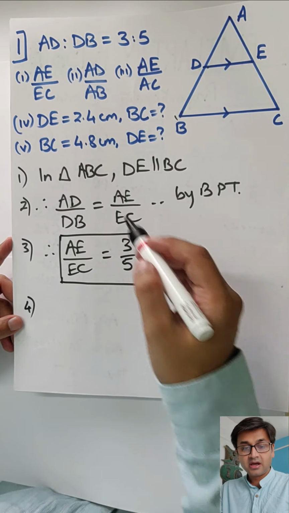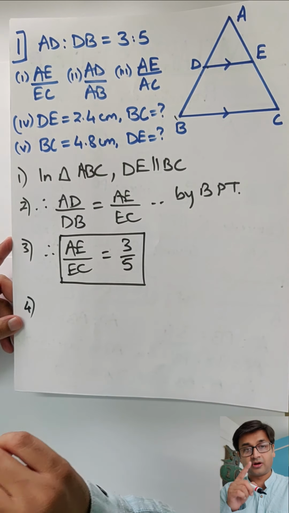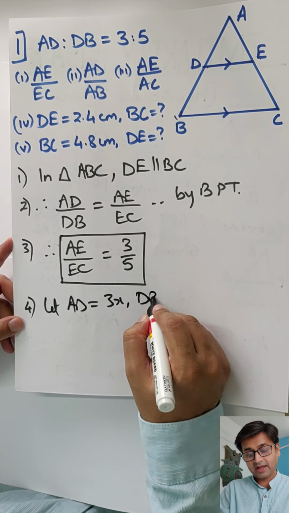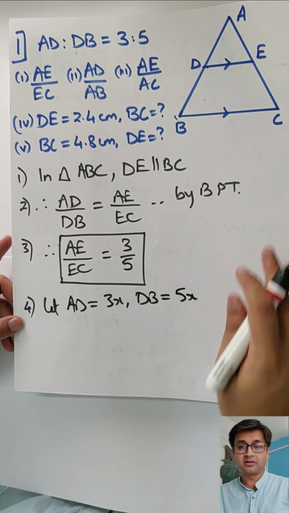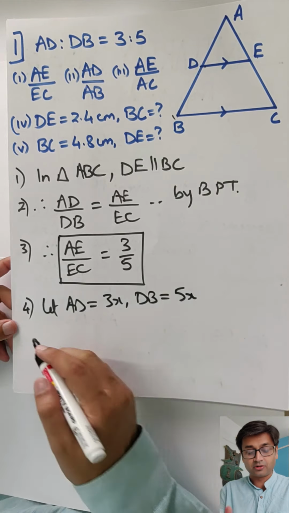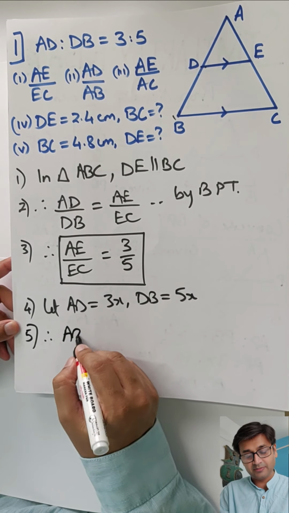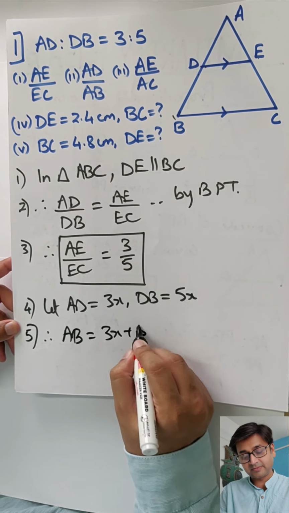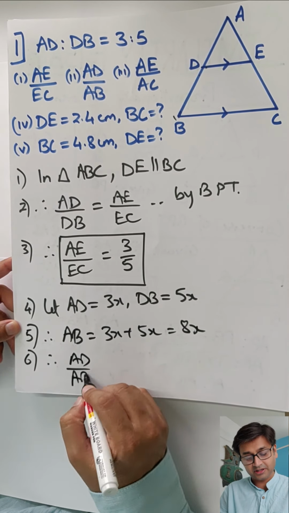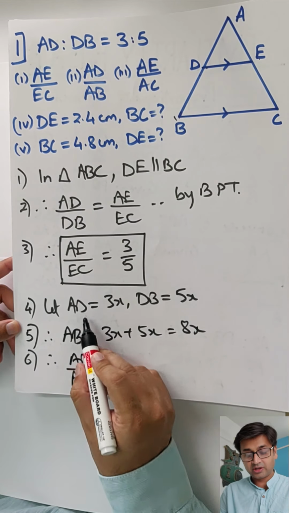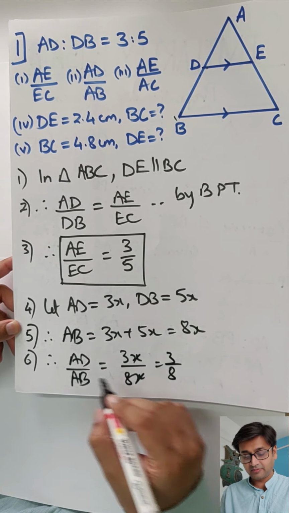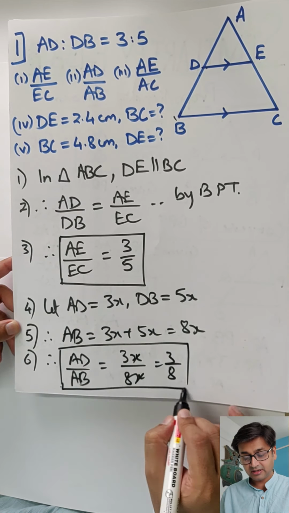So are we clear with this? Now for the second part, AD upon AB, we are going to use the X method. So we'll say let AD be 3x and DB be 5x. This X method is going to stay throughout this chapter, so please get it very clear in your head how to go about it, okay? Therefore AB is 3x plus 5x, 8x, and finally AD upon AB, that's what they want. So AD is 3x and AB is 8x, cancels, so 3 by 8 is your next part, that is AD upon AB.